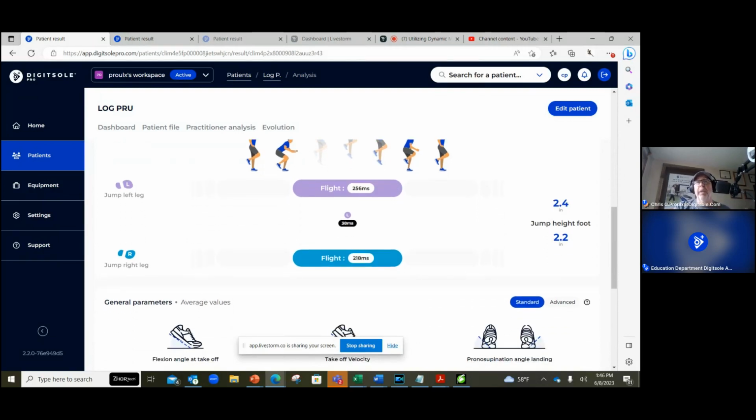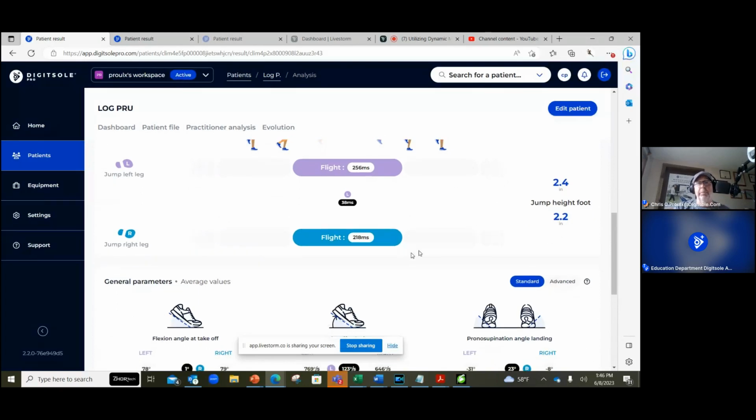But we see that he does have a longer flight time by 38 milliseconds on that left leg, and that's why he jumped a little bit further. But is it also a characteristic of his technique? So he did have a better peak height on that left side. Obviously, if you go too high, you're going to lose some of that horizontal capability.